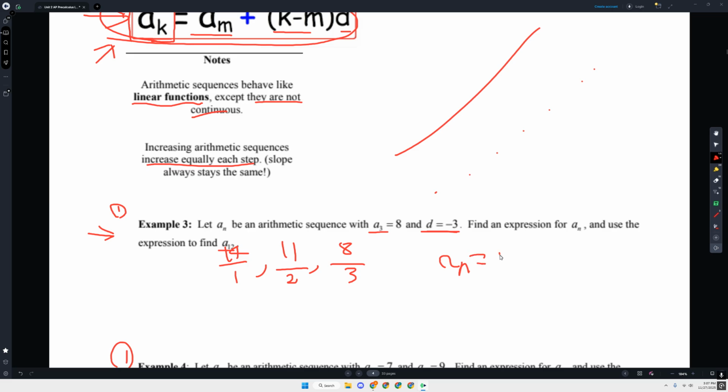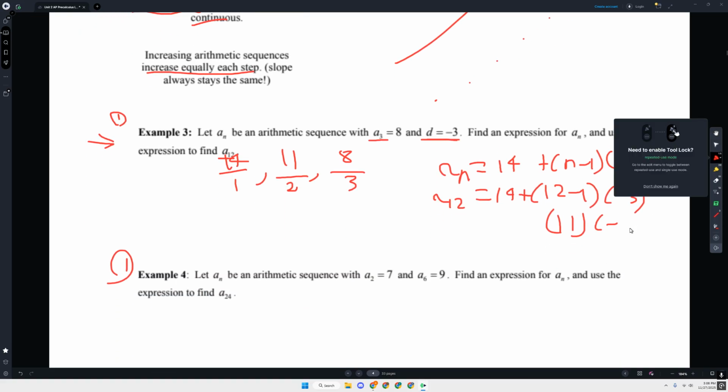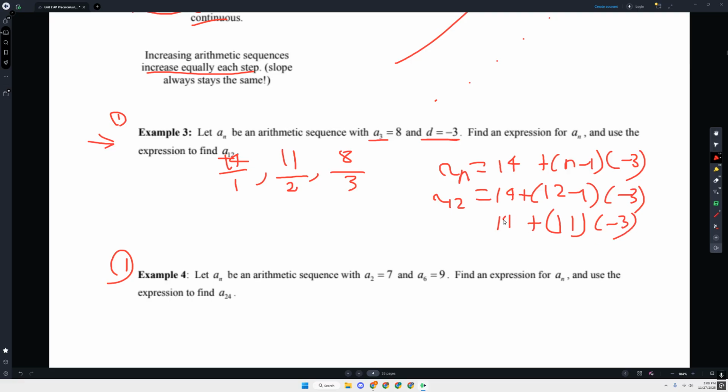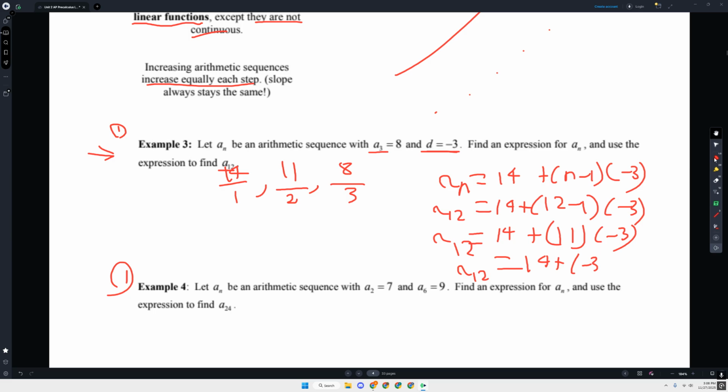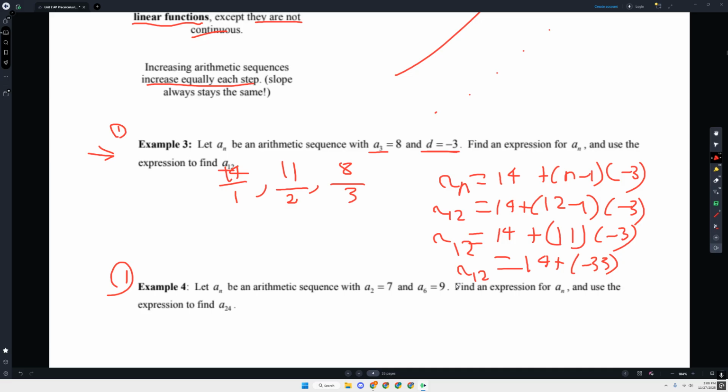So a_n is equal to 14 plus (n minus 1) times -3. And now we can plug in 12 to our equation, so a_12 is equal to 14 plus (12 minus 1) times -3, which would make 11 times -3 plus 14. So a_12 is equal to 14 minus 33, which means a_12 would be equal to -9.